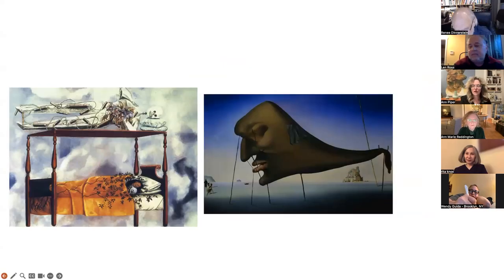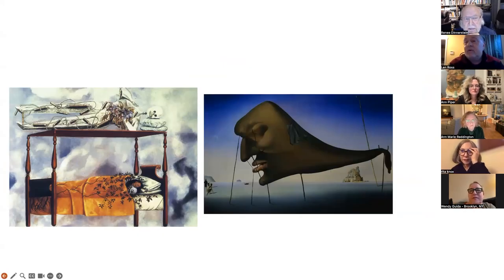So this is Len's. So let's hear from him. We have two works of oil on canvas. On the left is Frida Kahlo's The Dream or The Bed, 30 by 40 inches. On the right, Salvador Dali's Le Sommeil, or Sleep, 1937, 20 inches by 30 inches.